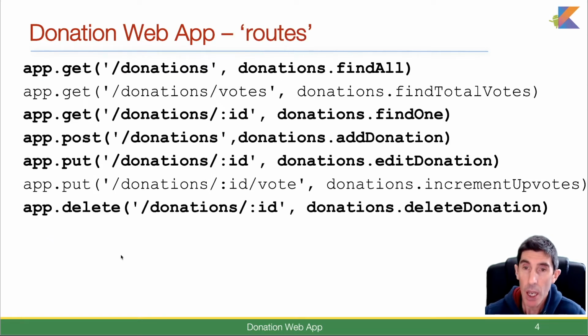In terms of the endpoints or the routes, we have /donations, which invokes a function on the server to find them all. We have this to get our total votes, but again we won't be using that just yet. What we will be using is the ones I have in bold. So we will be using this when we want to find one, sending up an ID.